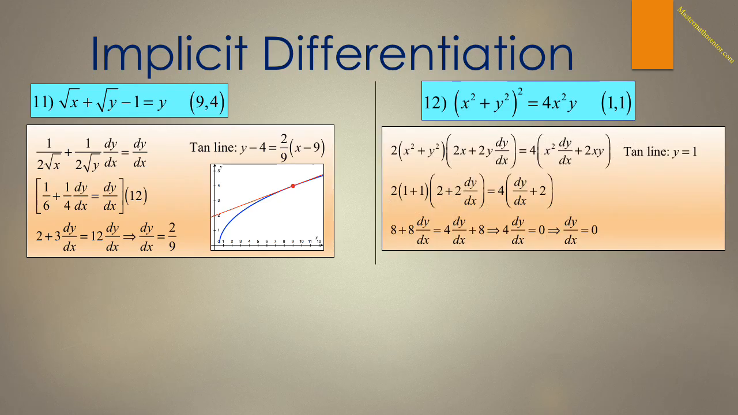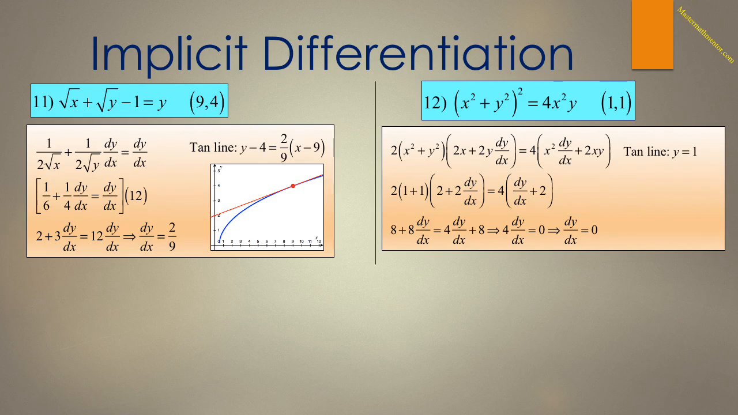In number 12, we have the complicated equation (x squared plus y squared) quantity squared is equal to 4x squared y, and we want the equation of the tangent line at the point (1, 1). Using the power rule, we get 2(x squared plus y squared) times the derivative of x squared plus y squared, which is 2x plus 2y dy/dx, is equal to 4, and now the derivative of x squared y involves a product rule, x squared dy/dx plus y times 2x.